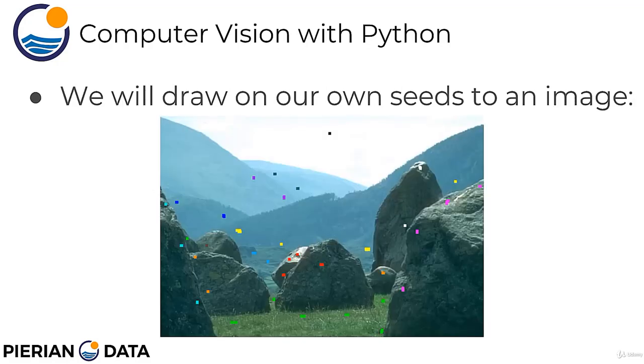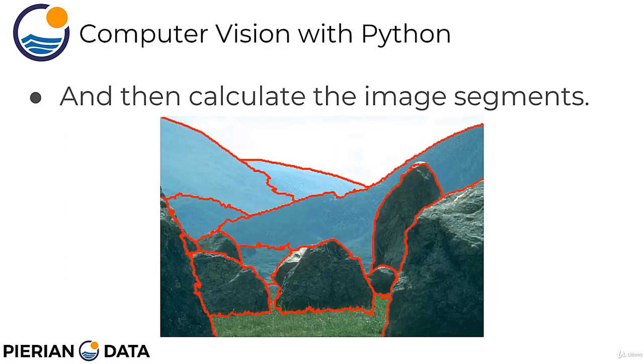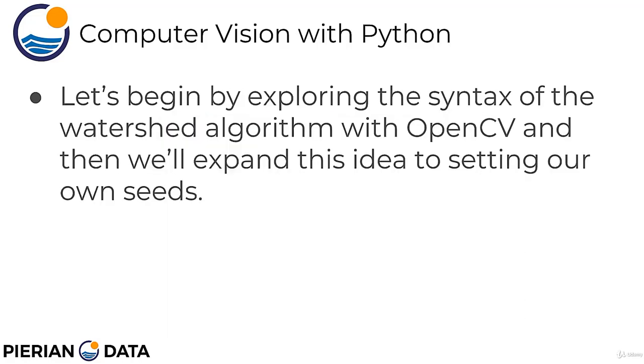So for example, here we have an image, and we end up labeling our own seeds just by clicking. Notice how the colors are basically corresponding with each other. So the grass that's nearest to us, that's all a lime green. Then the rock on the right-hand side, that's all a purple. So these are setting seeds, and then you can apply the watershed algorithm to the specific seeds that you set manually, and it will automatically segment the image as you seeded it. So notice now the grass has been automatically segmented from the other elements that were seeded with the same colors. Let's begin by exploring the syntax of the watershed algorithm with OpenCV, and then in the next couple of lectures, we'll expand this idea to setting our own seeds.